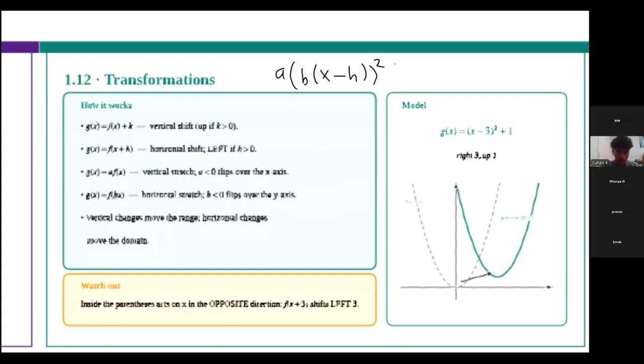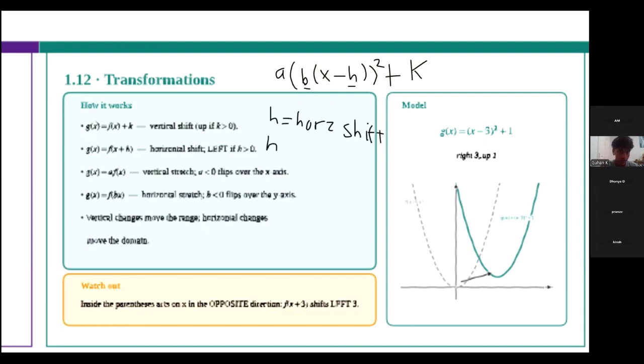plus k. As you guys may know, everything inside the parentheses is going to horizontally change the graph. So x − h is going to be how much x shifts, left or right. So if h is 3, then it shifts right 3. So h equals horizontal shift. For horizontal, I'm just going to write "horiz" and then "shift." Now, B is going to be the horizontal stretch.